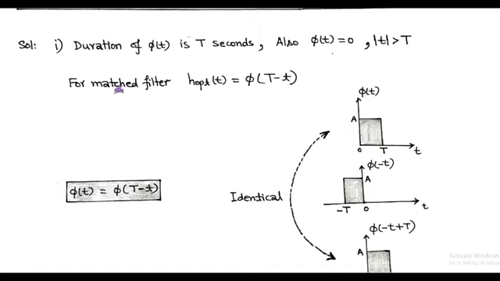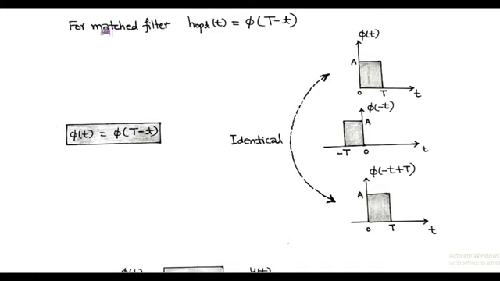Now for the matched filter, the optimum impulse response is equal to phi(T minus t), that is, the time-reversed and delayed version of the input signal phi(t). So the optimum impulse response can be determined using phi(T minus t). Here phi(t) is given, which has a finite energy within the interval 0 to capital T.